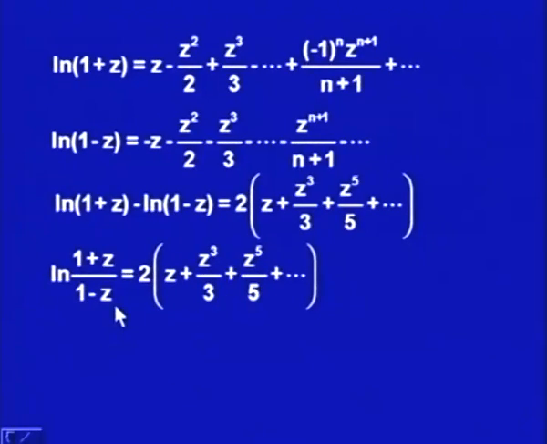So, in this case I have expressed ln (1 plus z) over (1 minus z), this function, as a power series in z. So, this is the Maclaurin series for this function ln (1 plus z) over (1 minus z). So, I am not calculating the power series of this function from the basic principle, but I am applying results for the power series of ln 1 plus z and the power series of ln 1 minus z, and I get this result.